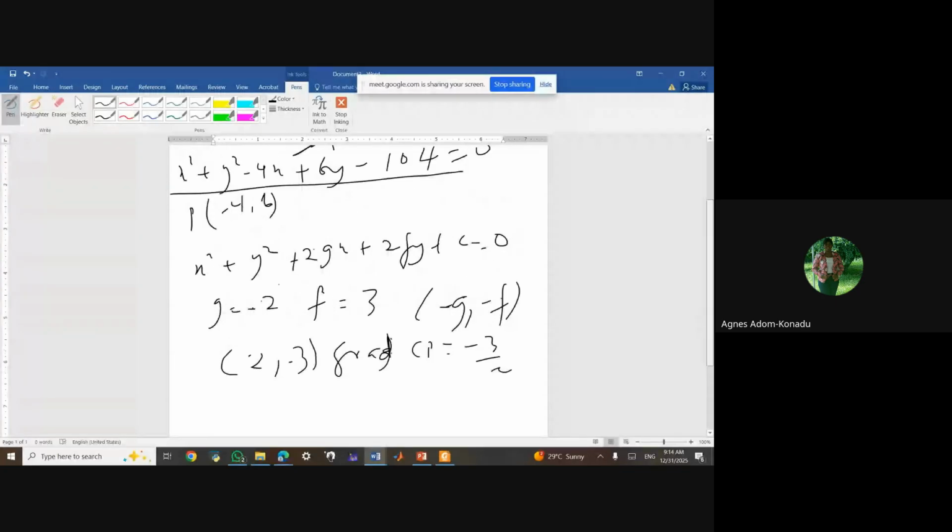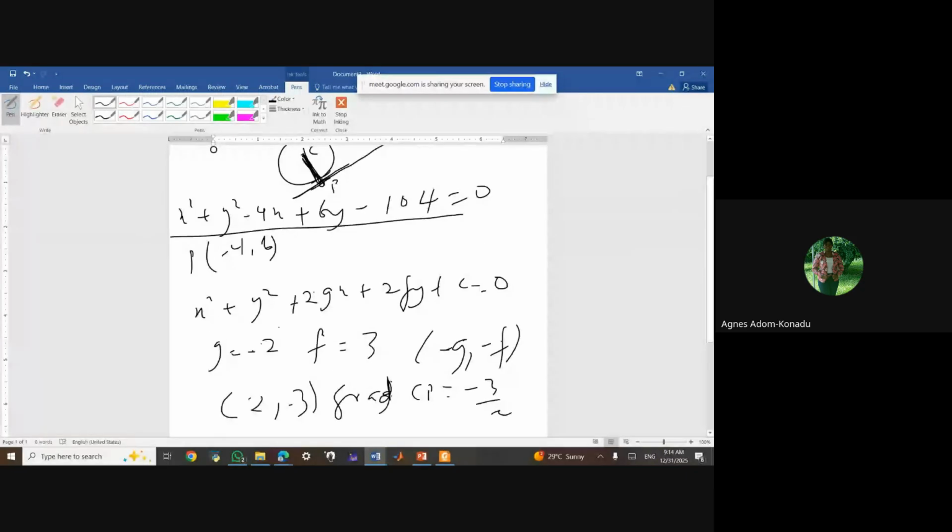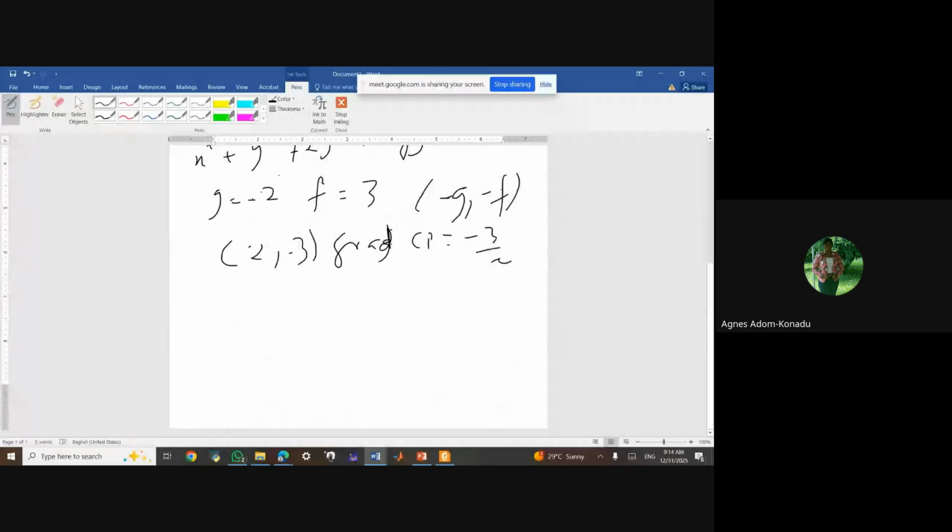You have the center and another point. So find the gradient for me. The equation of the normal: 2y plus 3x is equal to 0. Did you all get that?